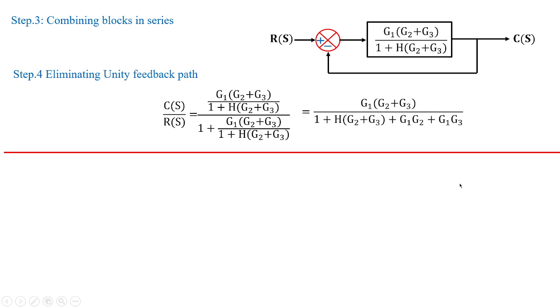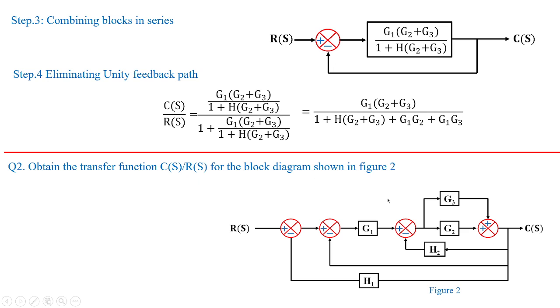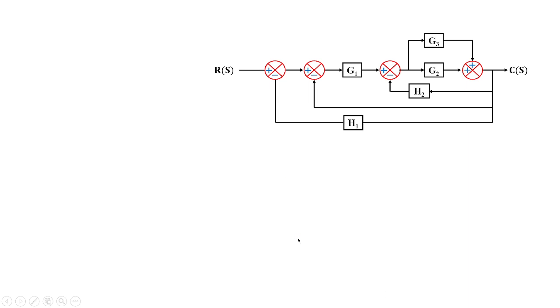I hope you understood this example. Now we can easily obtain the transfer function C(s)/R(s) for the block diagram shown in figure 2. Here you see what is the alteration done with the previous problem. You can see another feedback path, that is H1 in a negative way. It is taken as a third loop, so that can be removed with the help of the block reduction we followed for example 1.